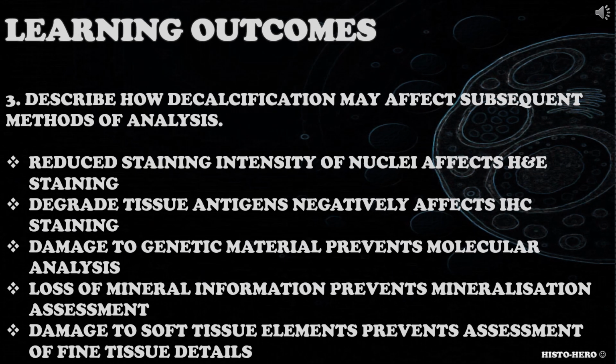The third learning outcome is for the candidate to describe how decalcification may affect subsequent methods of analysis. What are the effects of decalcification on subsequent analysis of tissue samples? Consider H&E staining quality due to reduced staining intensity of nuclei, affected molecular analysis due to damaged genetic material, prevented mineralization assessment due to loss of minerals, extended duration of decalcification can damage tissue, IHC staining affected by damage to antigens, and so on.